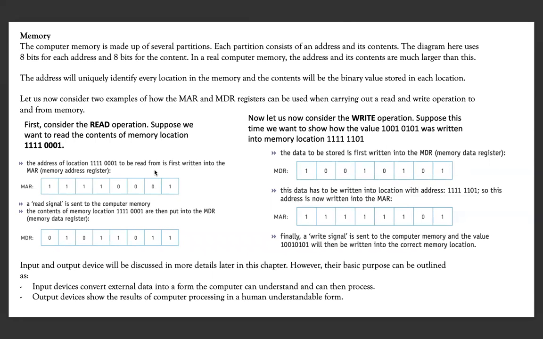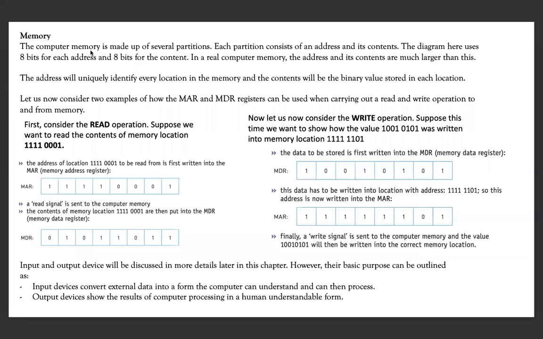As mentioned before, the MAR and MDR are both special purpose registers. So their contents have a special meaning and they only have a special type of content. MAR will only have addresses and MDR will only have data.